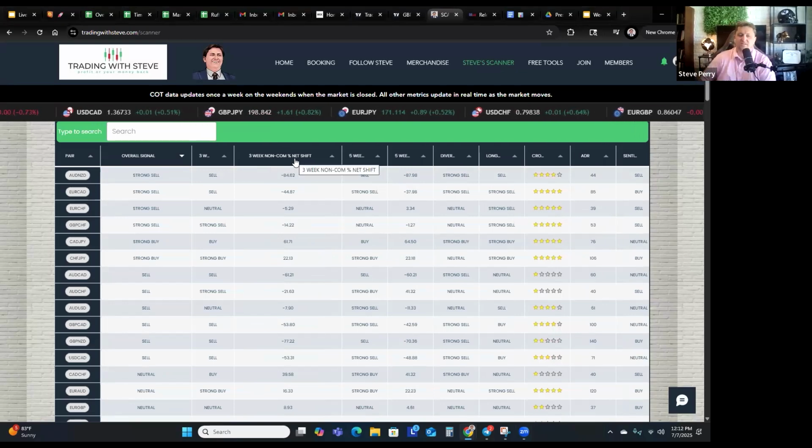What that basically means is over the last 3 weeks, as a percentage, how much have U.S. banks increased their positions on that currency pair or decreased? So, for example, on this Aussie Kiwi, the U.S. banks have decreased their positions by the tune of 84.62%. So the banks are definitely trying to sell the Aussie Kiwi over the last 3 weeks. The 5 week shift is similar, a little bit more negative, and so that means over the last 5 weeks, the banks have decreased their positions.